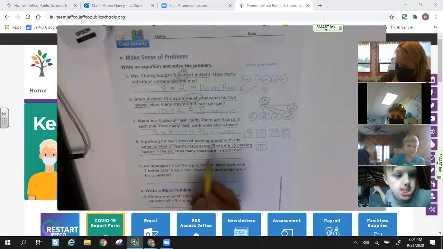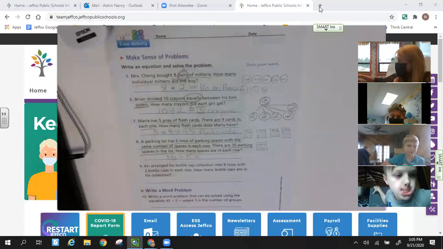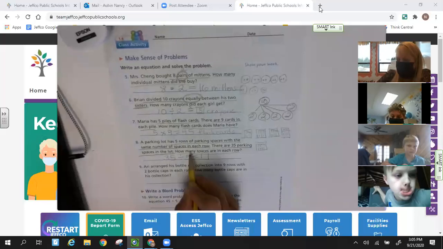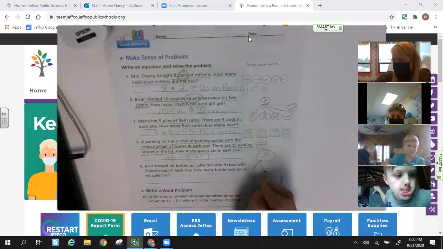This is 30 parking spots. We're dividing them into how many rows? 5. Can you solve this all there? Sure. What times 5 equals 35? Or think about how many 5s make 35. You could use your strong skills, put 35 here, and count by 5 to get to 35.